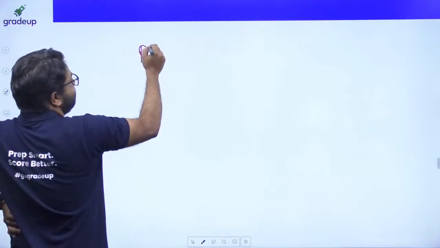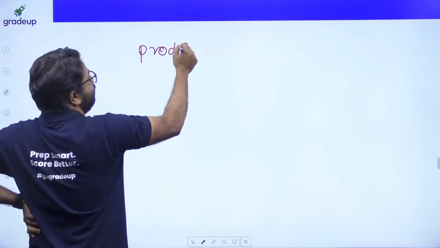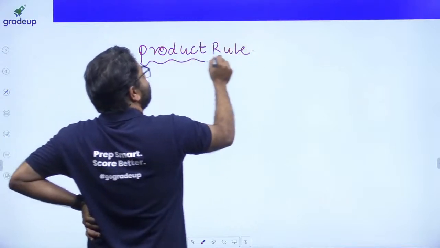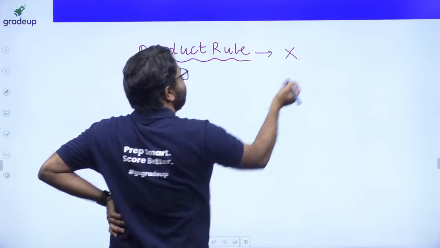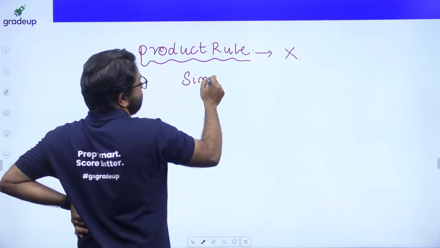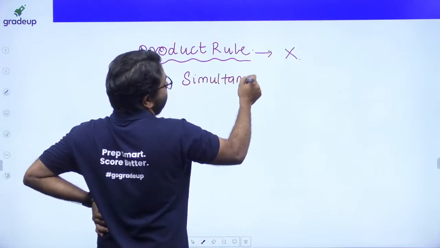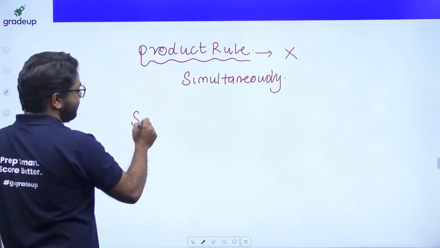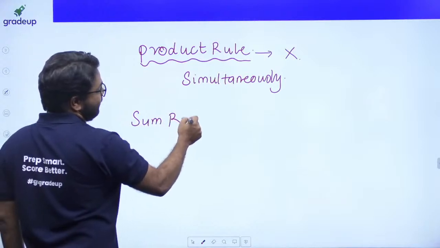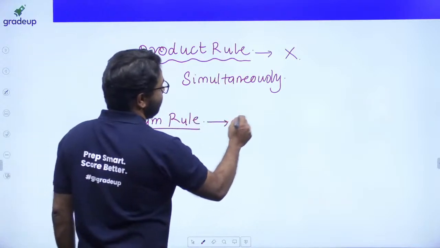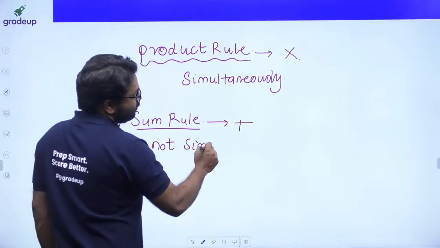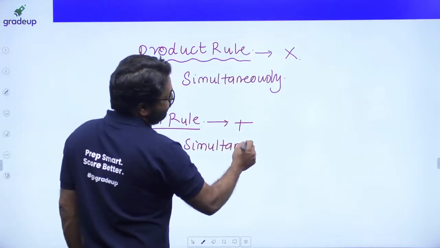The first thing that let me tell you is basically the product rule. And what is that product rule? The product rule that you will be getting is basically when the things are happening simultaneously. This is very important. And what is the sum rule that you will be getting over here? The sum rule is basically when the things are not happening simultaneously. So it's very, very important.